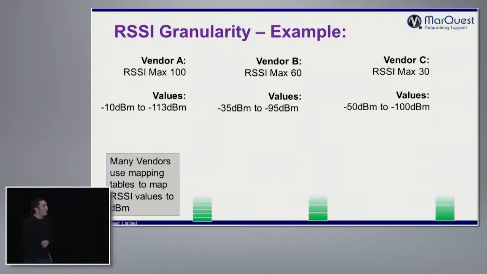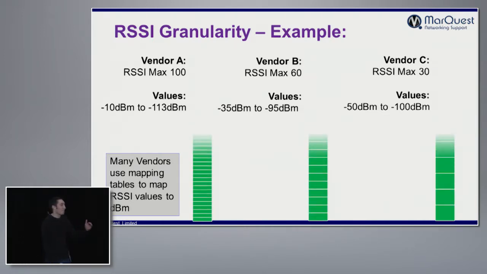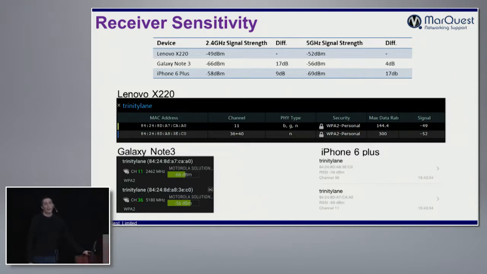And that's just how they measure it. There's also, as is fairly well known, they all have different receiver sensitivity as well. So they all will hear signals at different levels depending on the receiver circuitry. And I did a quick test as I was putting this presentation together. I had my Lenovo X220 laptop, and I took a Galaxy Note 3 and an iPhone 6 Plus, all at the same location, and measured the same access point. It was a dual radio access point with a 2.4 and 5 gig radio.